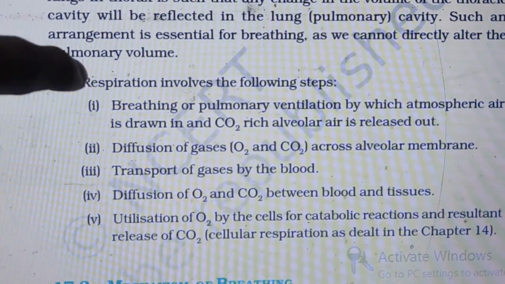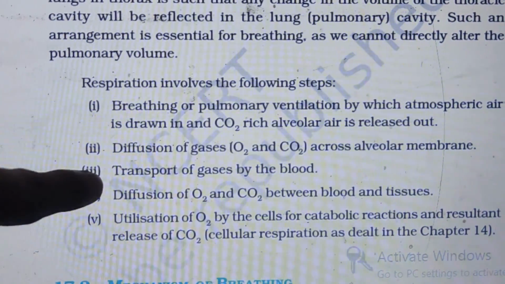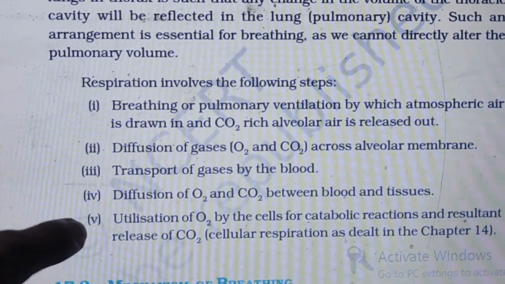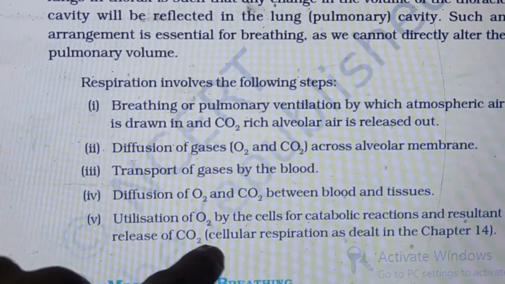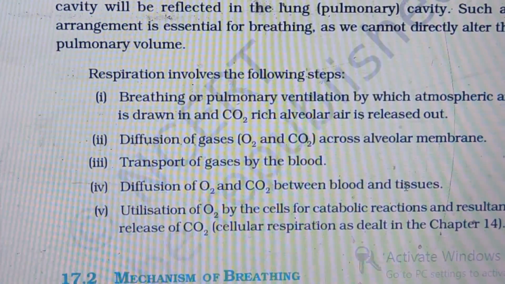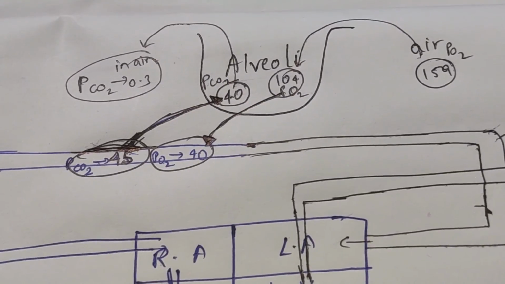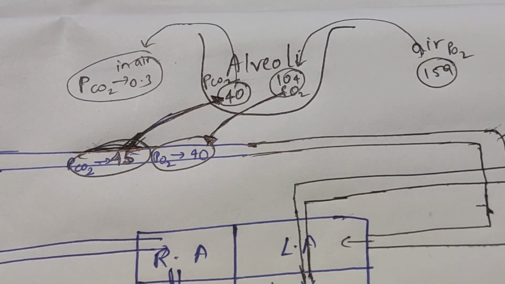Now I will explain the first step till step 4. Step 5 is not here. It comes under cellular respiration, in botany. So let us explain these 4 steps. See, what is step 1? Breathing or pulmonary ventilation, by which atmospheric air is drawn in and CO2 rich alveolar air is released out.